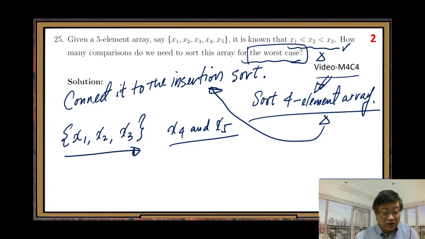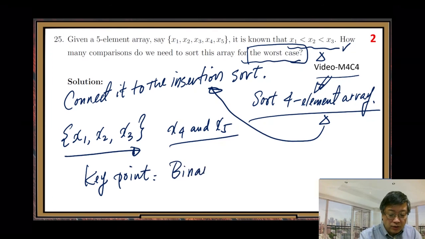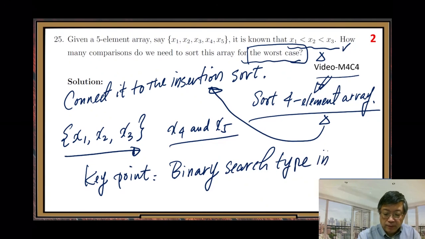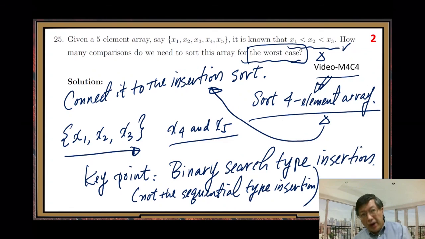But when you do the insertion, another key point is that you really need to use binary search type insertion, not sequential search type insertion. All right, that's critical. That can save you a small number of comparisons. Saving one is important for us. All right, so do your best.